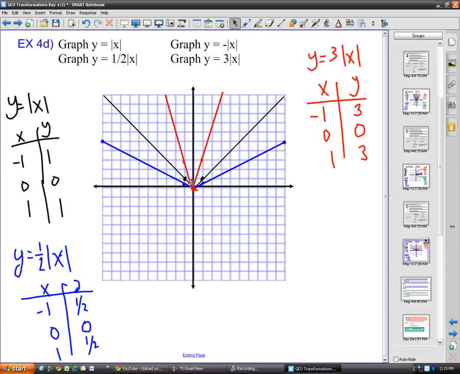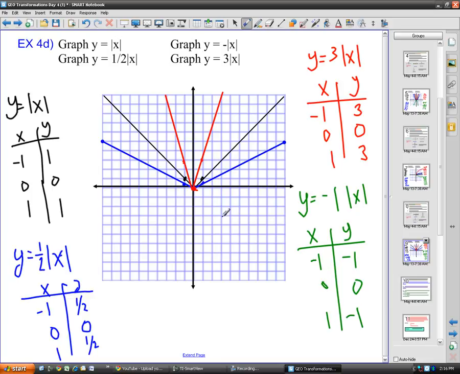Well, if we multiply by negative 1, as we have seen before, it should flip it over the x-axis. Should make it be the same as the black graph, but flipped over. So I'll pick my same values, negative 1, 0, and 1. Absolute value of negative 1 is 1, but I'm going to make it negative, so I get negative 1. Absolute value of 0 is 0, but make it negative, so it's 0. And absolute value of 1 is 1, but make it negative. And so when I plot my points, I'm here at these 3 green points, and you can see that my graph is going upside down.